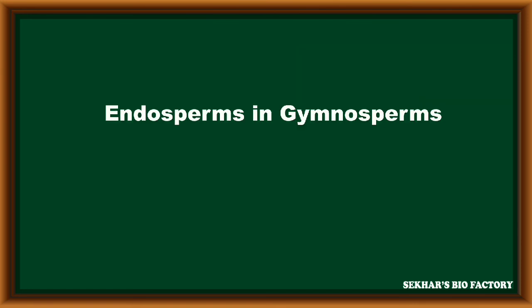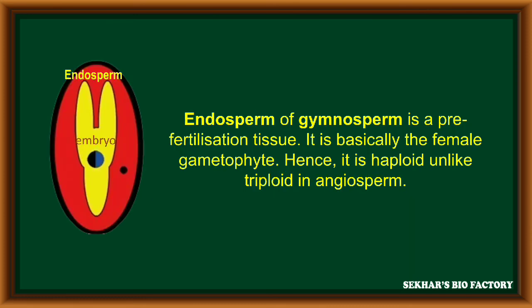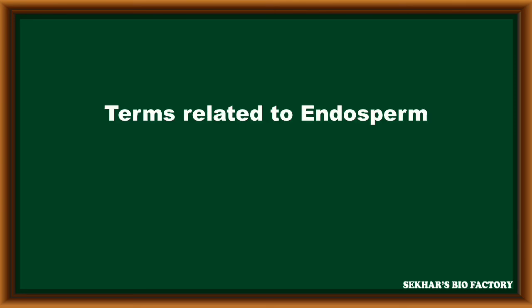Endosperm in gymnospermic plants. In gymnosperms, there is no real endosperm, because this nutritive tissue, which is necessary for the growth and germination of the embryo, is formed before fertilization. Endosperm of gymnosperms is a free, non-fertilization tissue. It is basically the female gametophyte and it is haploid in nature compared to angiospermic plants.